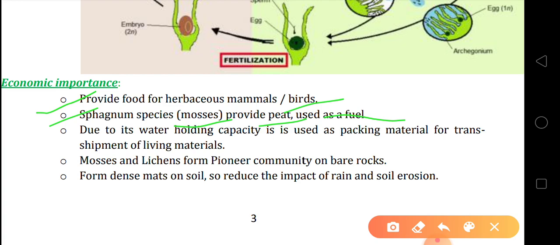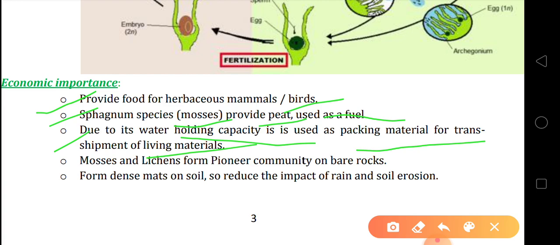Next, number 3, due to its water holding capacity, it is used as packing material for transshipment of living materials. The bryophytes have a very good water holding capacity. They can hold much water. Due to that, they are used as packing material for many substances. Okay, children, clear?